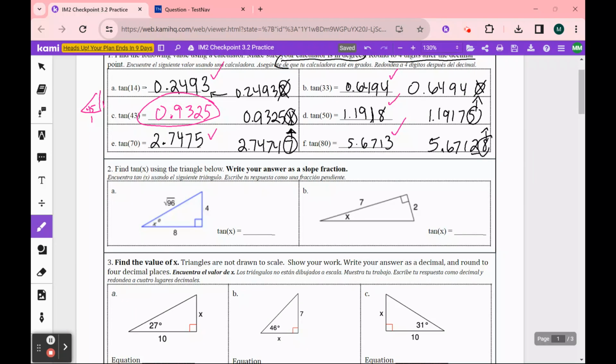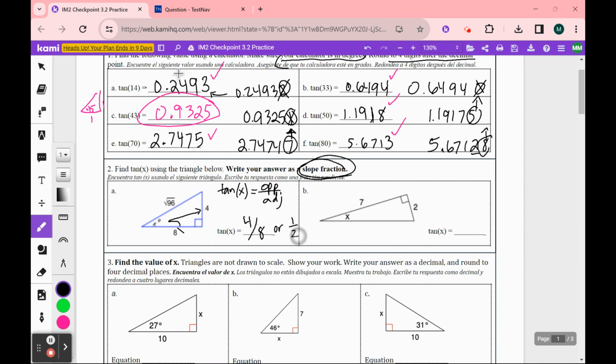Okay, find tan of x using the triangle below, and we will write our answer as a slope fraction. Remember that tan of x, the reference angle x, is always opposite over adjacent, rise over run. 4 over 8, or 1/2. But I would like this written as a fraction. If you give me 0.5, I guess it's okay, but it's not what I want.